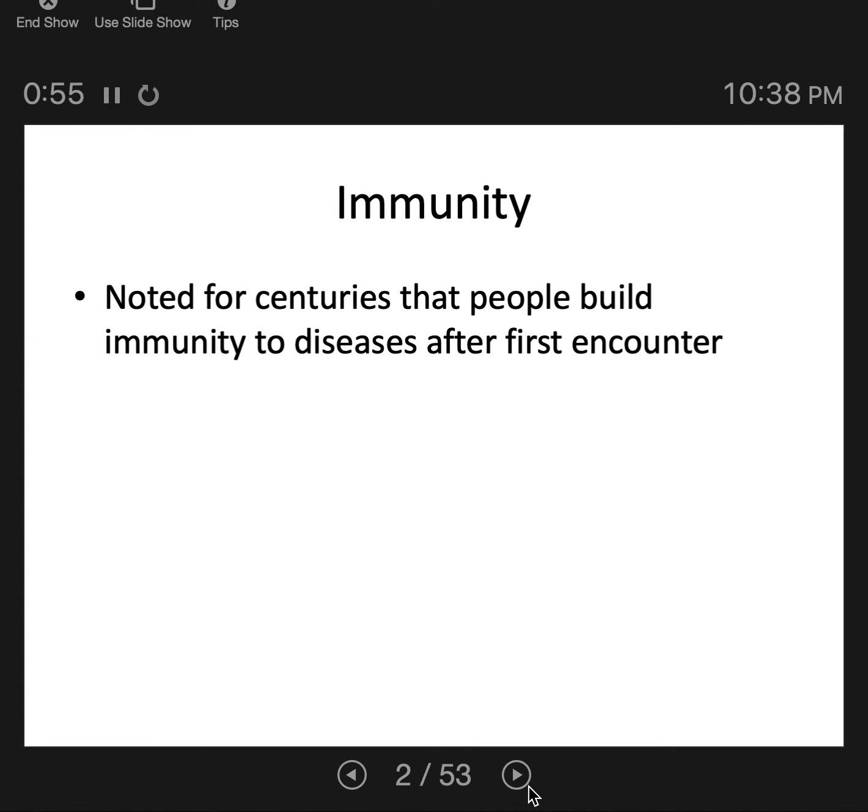So immunity means you get a disease, and then you don't get it again. The concept of immunity has been noted for centuries. It's been noted for centuries that people build immunity to diseases after their first encounter. People observed, for example, that once you get a disease like smallpox, if you survive it, you almost never get that disease again. Smallpox was actually the first disease that people used vaccines for.